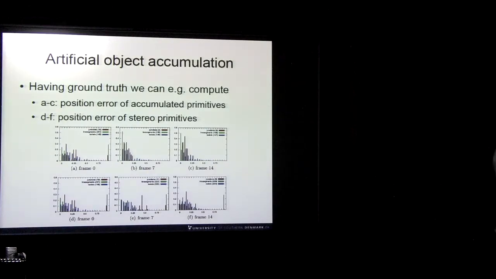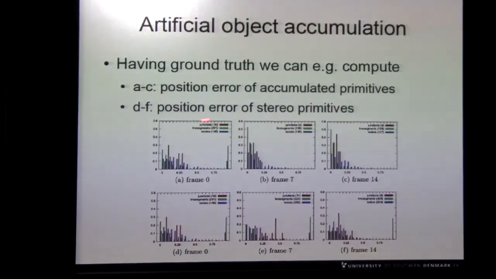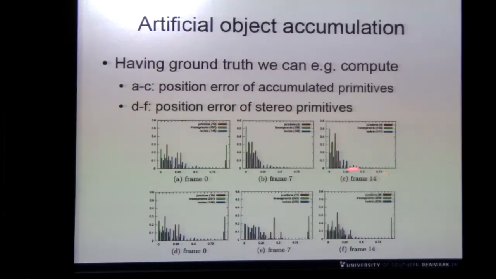Also, we can do some statistics. Having the ground truth, we can compute the position error of the accumulated primitives. So this is after the first frame. The upper row is the accumulated representation. The lower is the stereo extraction, so what we actually observed in one frame. And in the beginning, it's of course the same. And then after 7 frames, you see that this is still distributed, and there are some with a very high error. In our accumulated representation, there are none with high error, and they are sort of moving towards very small error in position. After 14 frames, the tendency is the same.